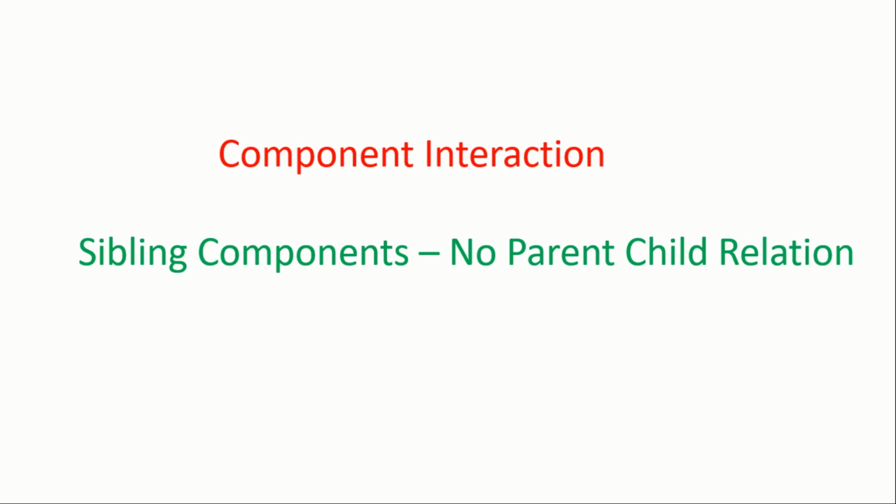Hello guys, in this video we will learn how to pass data from one sibling component to another sibling component. Sibling components are those components which have no parent-child relationship. In the case of parent-child, we can use input and output properties for passing data, but in the case of sibling components we will be using behavior subject. That is an observable here.